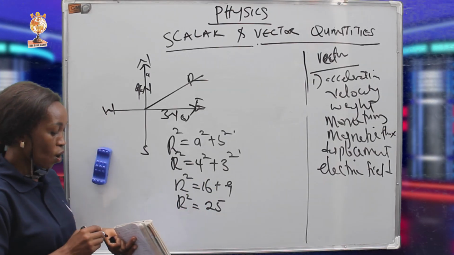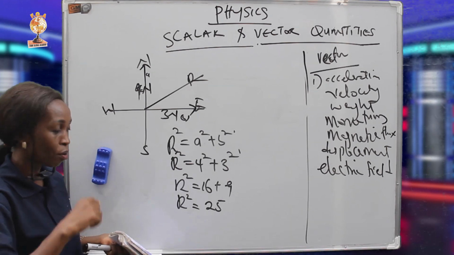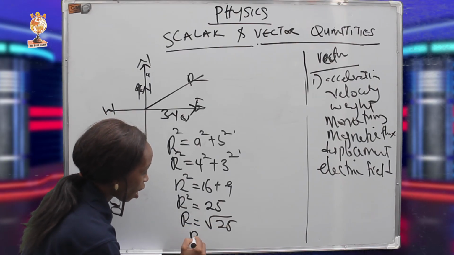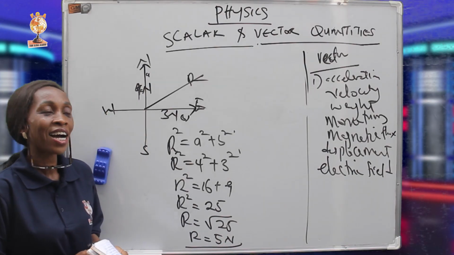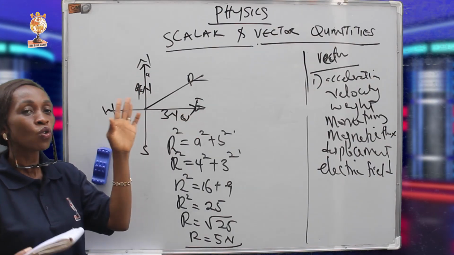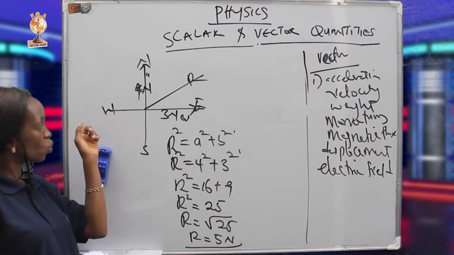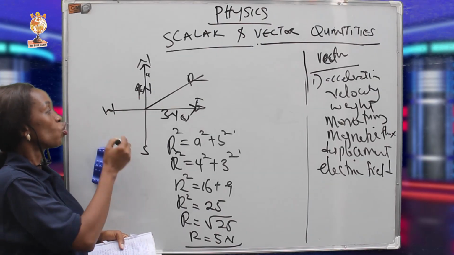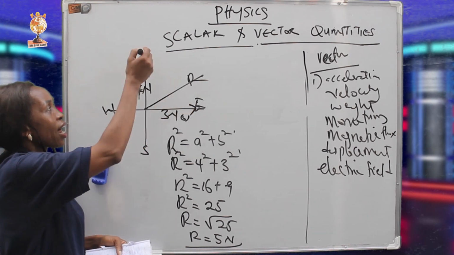Remember, I am not asked to find R squared. I'm asked to find the resultant R. So R becomes the square root of 25, which is 5 Newton. If they are going at a right angle to each other, at 90 degrees, one is going upward, another one is going sideways. It could be west and south, west and north, east and south, or east and north.